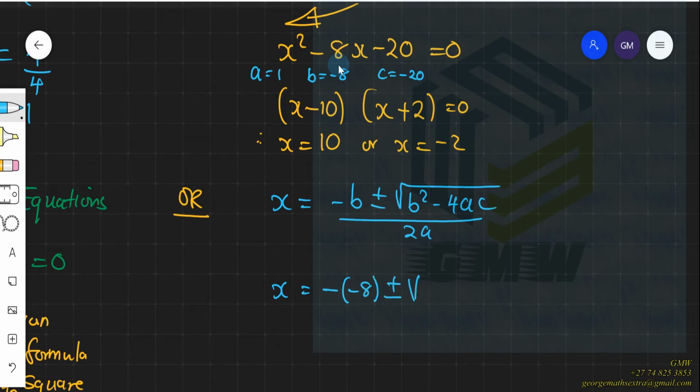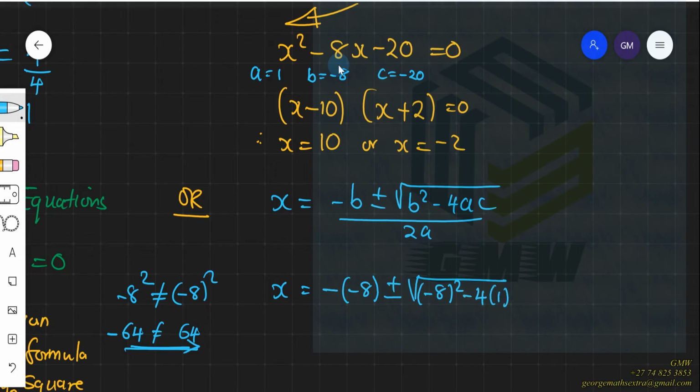Plus or minus the square root of b, which is our negative 8. And watch this. It has to be in brackets, because minus 8 squared is not the same as (minus 8) squared. The answer here is minus 64, and here the answer is positive 64. Please take note. Now, minus 4, my a is 1, and my c from there is minus 20. Then everything over 2 times my a, which is 1.